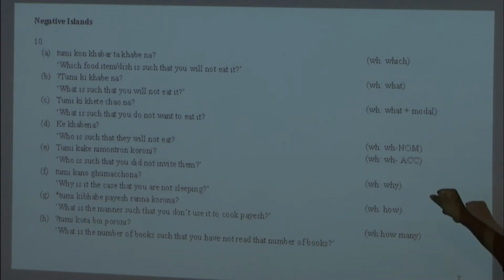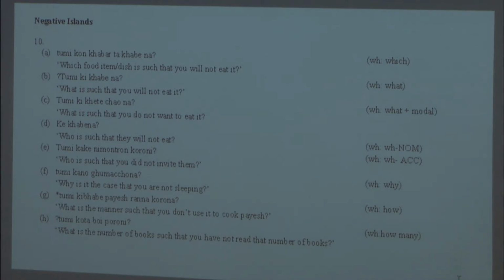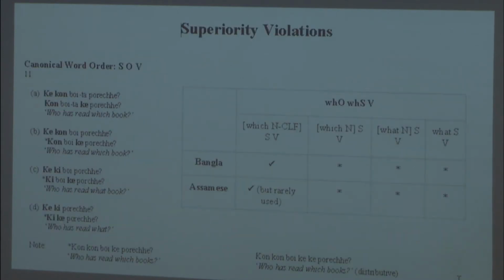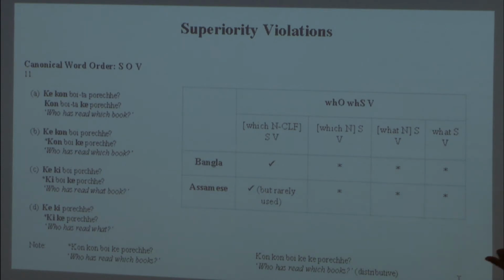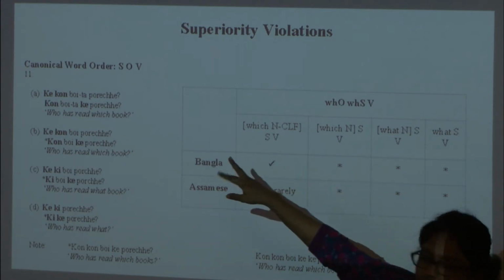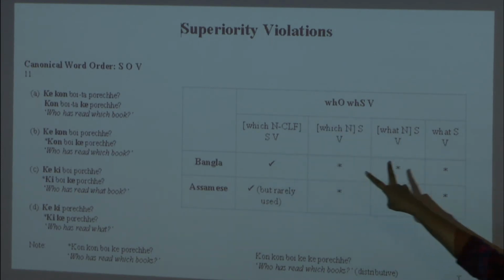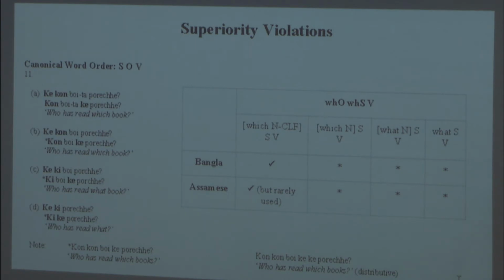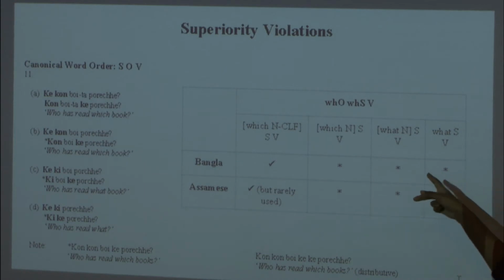Yeah, and the rest of them, which are arguments, are all fine, and also with the modal. That's pretty much it. So, superiority violations: what we found was that what is okay is to have a delinked WH. The canonical word order is SOV, and we tried looking at whether it's okay to do OSV, and you question both. What's okay is to have your object WH be a delinked WH. That's okay. But when you reverse the order, then it's not good.